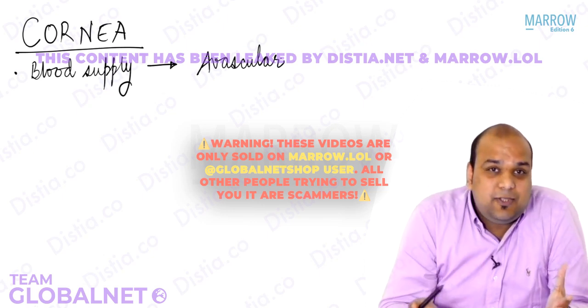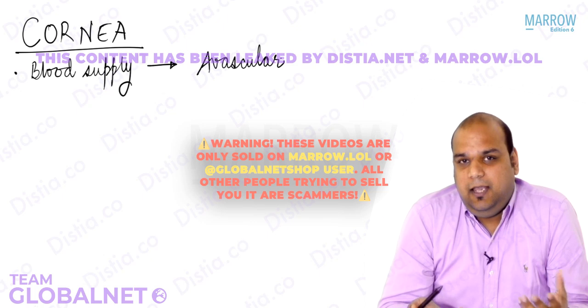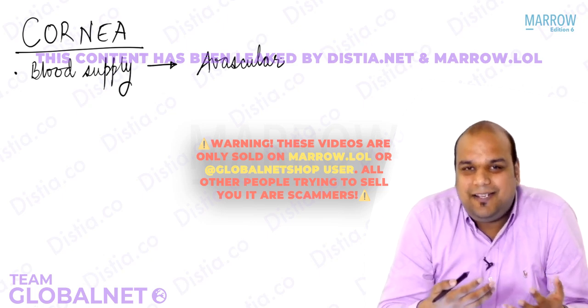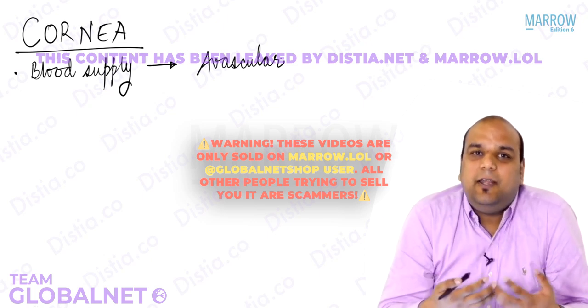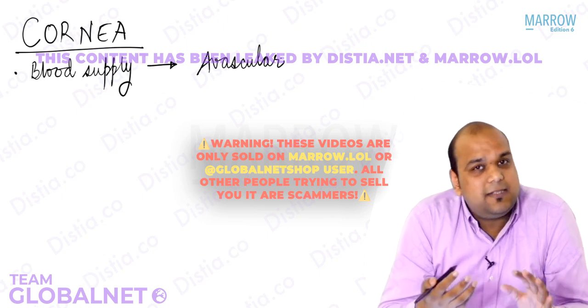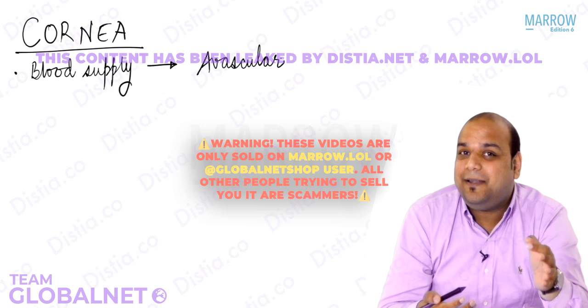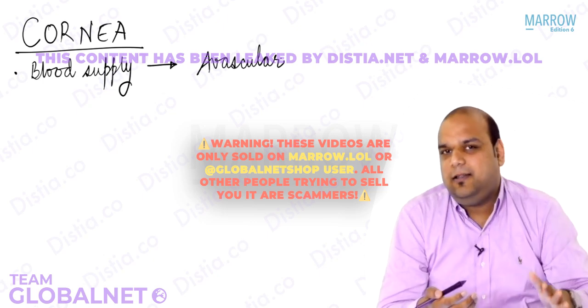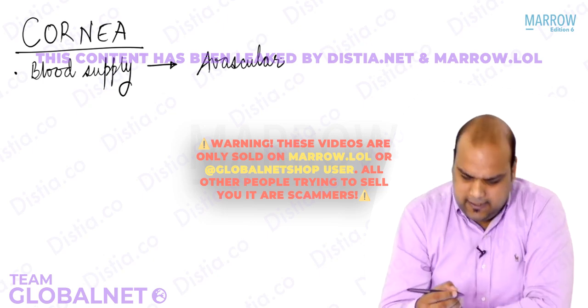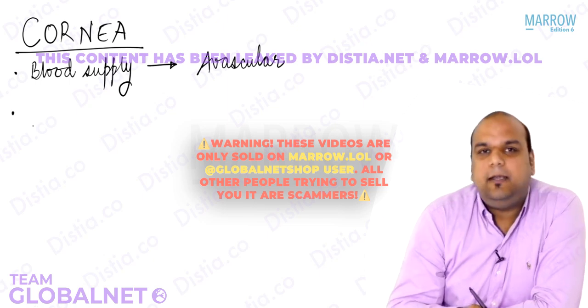It has to be avascular to be transparent. If there is vascularity, there will be infiltration, inflammation. It will have chances of getting opaque. So it has to be avascular. We understand that. Apply the same concept when I teach you lens. Lens is also transparent and lens is also avascular. Remember this very basic fact. Okay, guys? Now, second point.